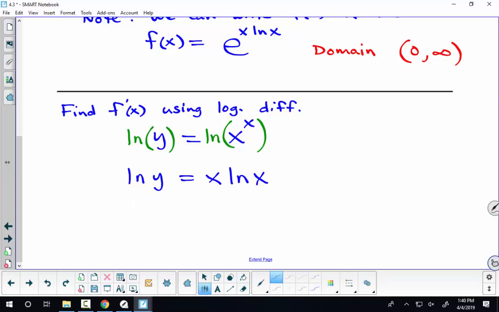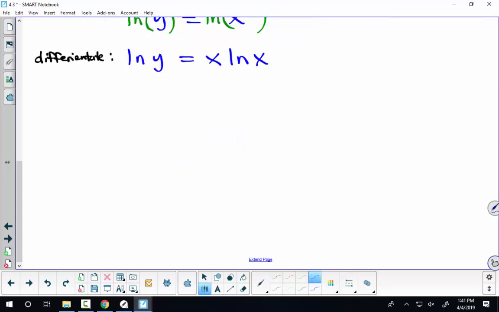Okay, so now, once we've taken the log and simplified, we're going to take the derivative of both sides. So we're differentiating that. What's the derivative of the natural log of y? Y prime over y. Yeah, y prime over y. This is f prime over f, or y prime over y. What's the derivative of x times the natural log of x? It's a product rule. Yeah, it's a product rule.